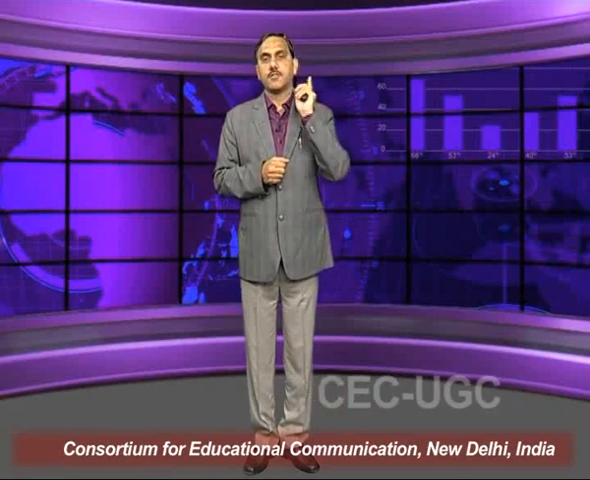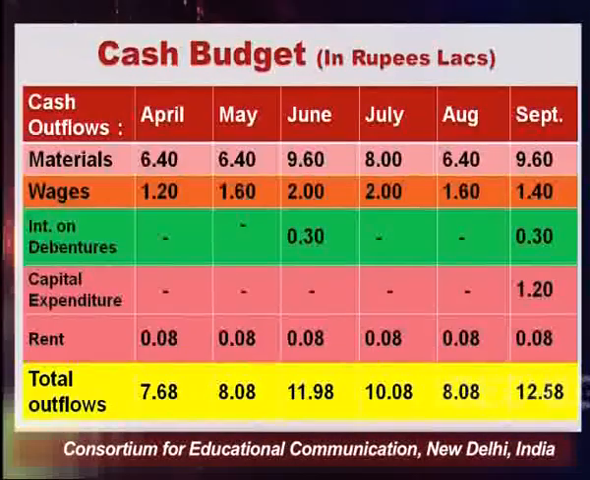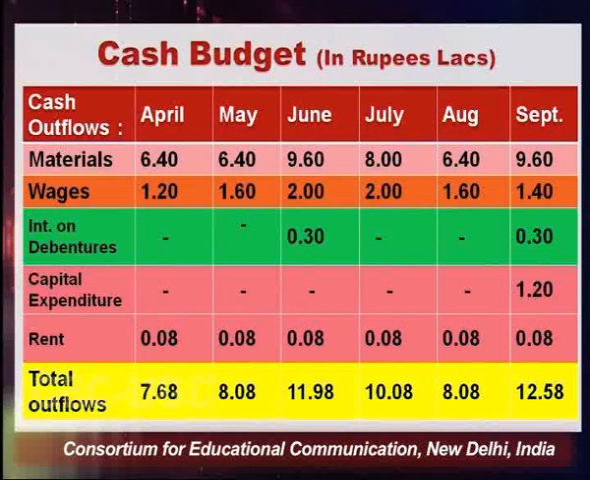One in the month of June, the other in the month of September. So in the month of April and May, we will not show any cash outflow on account of this. In the month of June, we will be showing 30,000 rupees, which we have written here, 0.30. For the month of July and August, again there is no cash outflow, and in the month of September, we will be writing 30,000 rupees.